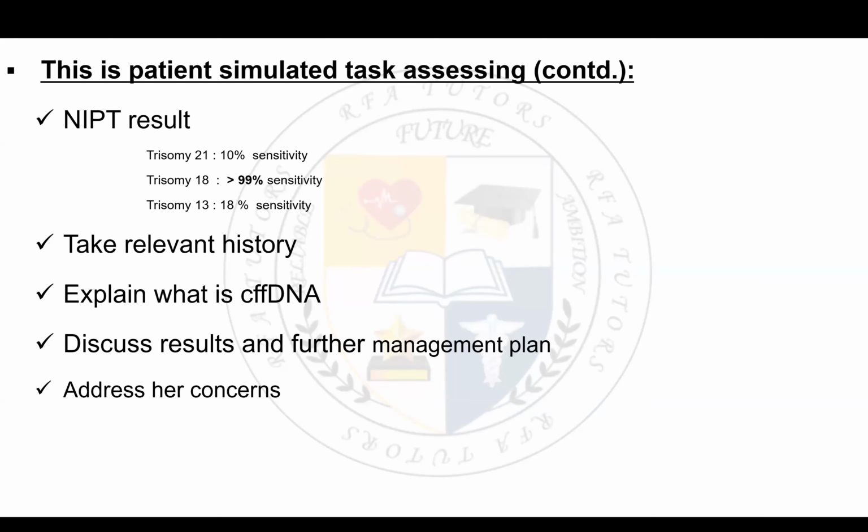Doctor, I'm so anxious. My midwife said that you need to talk to me about the report. How's my baby? Is everything all right? She said that there's some concern. What happened, doctor?